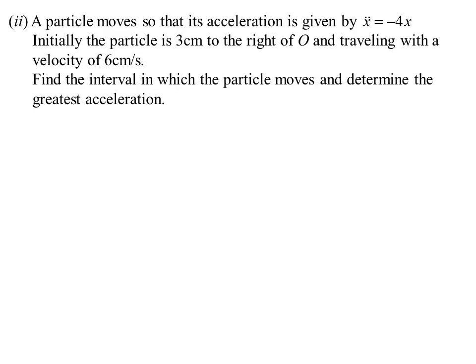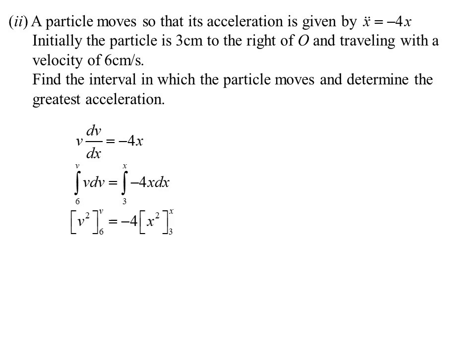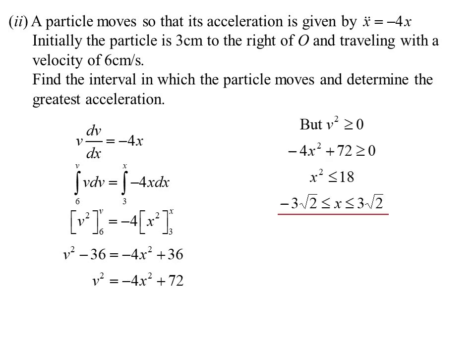This time they give me the acceleration one. So find the interval in which the particle moves. Some people go, oh, let's use v squared equals n squared and so on, whereas I say, no, let's just do the calculus. v dv/dx is minus 4x. So I'll integrate both sides once I've separated my variables, and it comes out. There is that formula, I always forget it: minus 4x squared plus 72 has to be greater than or equal to 0. So I'm travelling in between minus 3 root 2 and 3 root 2.